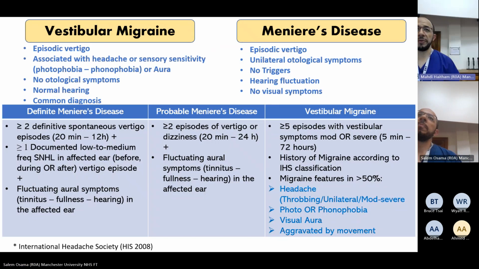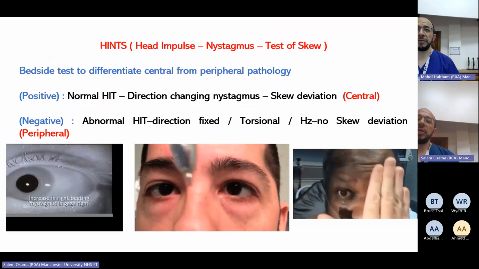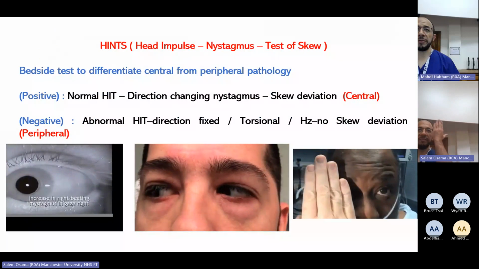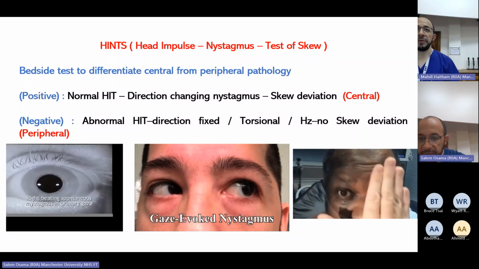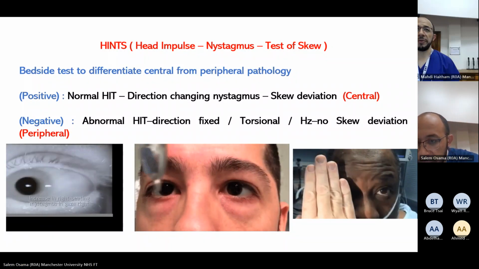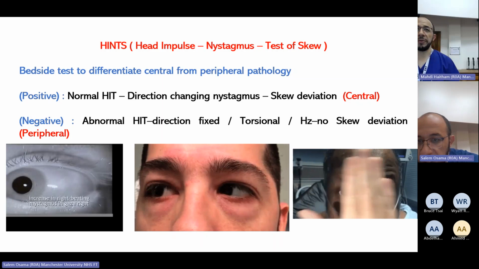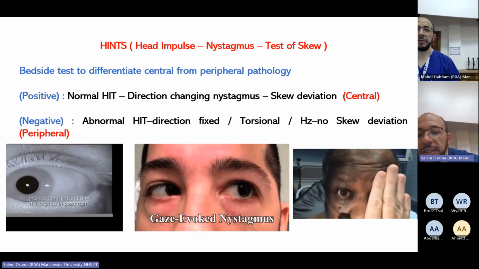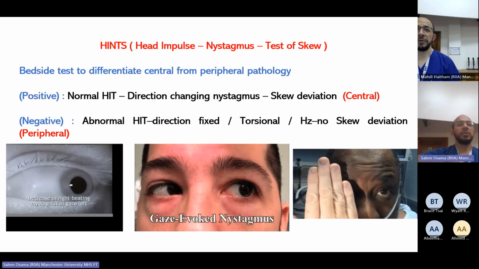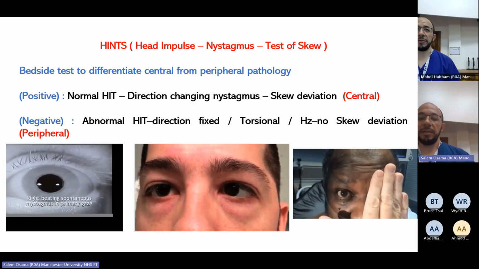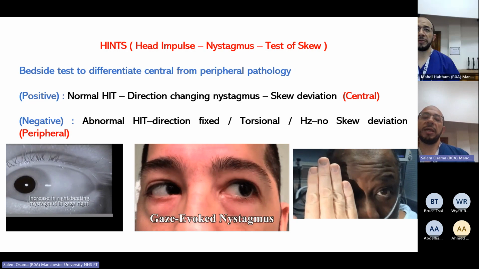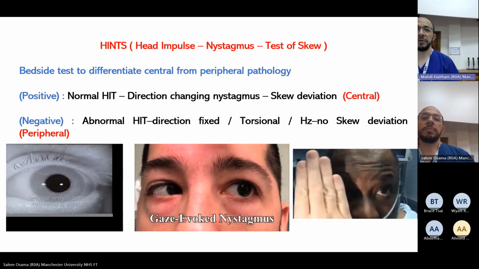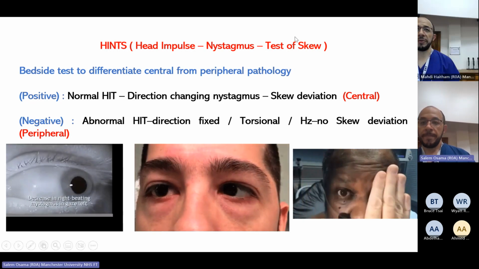So what do you mean by skew deviation? Skew deviation, as you see in this photo, you cover a single eye, then just move the cover away. Look into the right eye. You see how it moves superiorly to the middle. So have a look at the eye and see. This is how it looks in skew deviation. Okay, thank you.